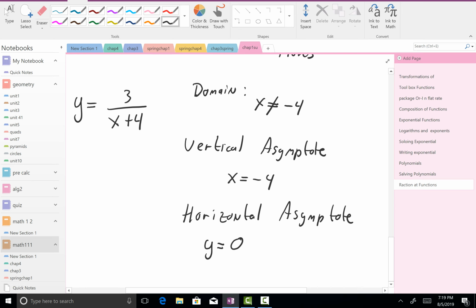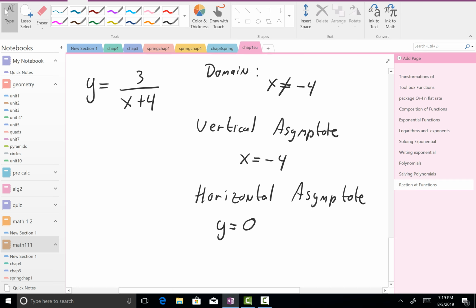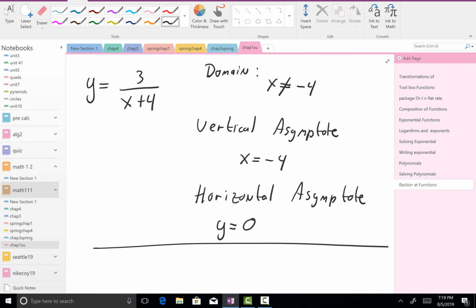Domain, vertical asymptote, horizontal asymptote. We did it. Right? You don't even have to graph it. You should be able to look at this and get an answer. Now, I'm not saying you can't. I'm just saying we want to get to where we don't have to. All right, and the graph is just a check. Is the horizontal one always equal to y equals 0? No. Okay? We'll do some that are not.